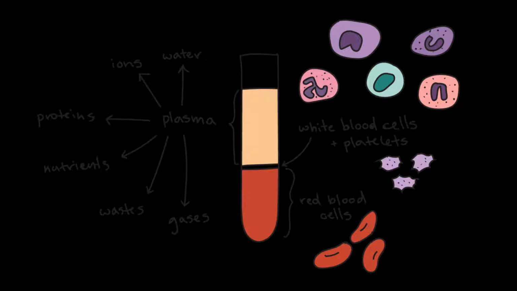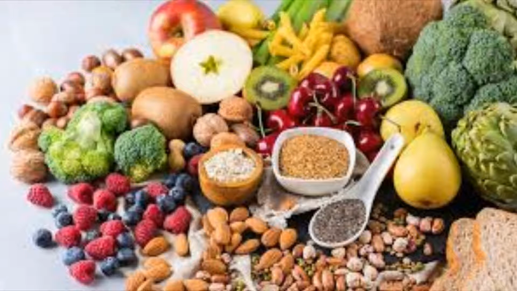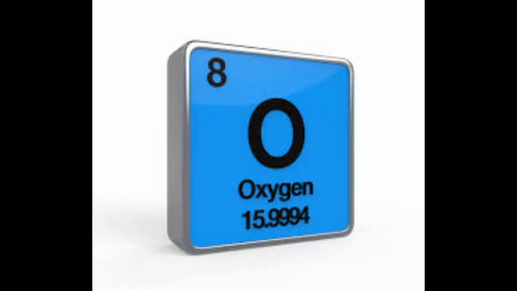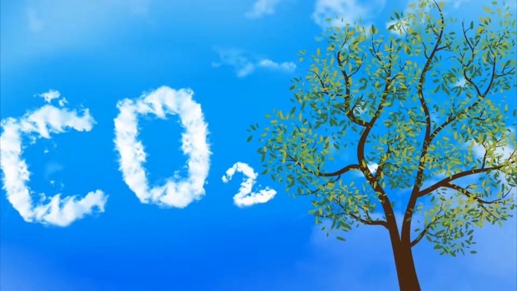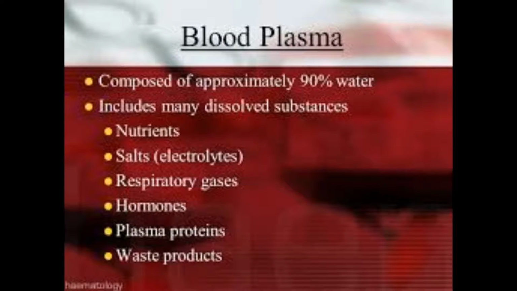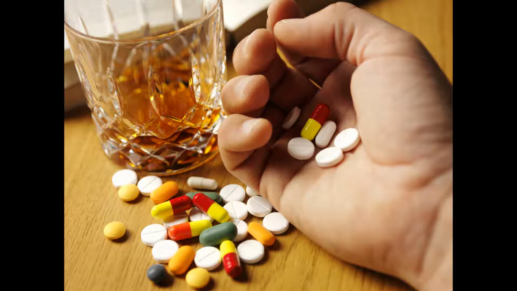These dissolved components include blood proteins like serum albumin, serum globulin, and fibrinogen; inorganic salts like chlorides, bicarbonates, phosphates, and sulfates of sodium, potassium, calcium, and magnesium; nutrients like carbohydrates such as glucose, fats, proteins, minerals, and vitamins; wastes and respiratory gases like oxygen, carbon dioxide, and nitrogen; enzymes, hormones, antibodies, and other ingested substances such as alcohol and drugs.